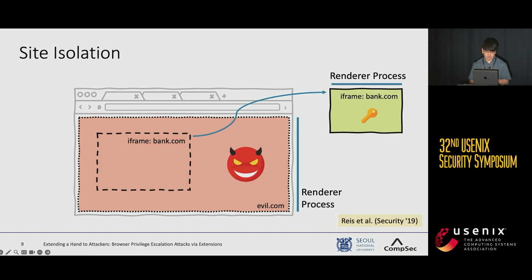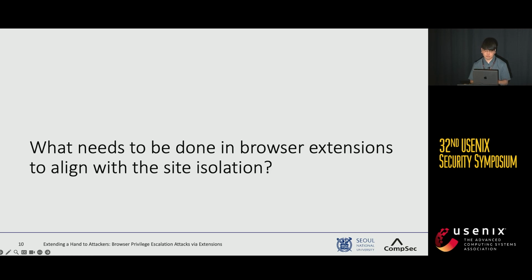In response, Chrome and Firefox implemented site isolation. It renders each site in a dedicated render process. Now, browser security rests upon the OS process boundary, unless there are other holes. Searching for holes, we found browser extensions.